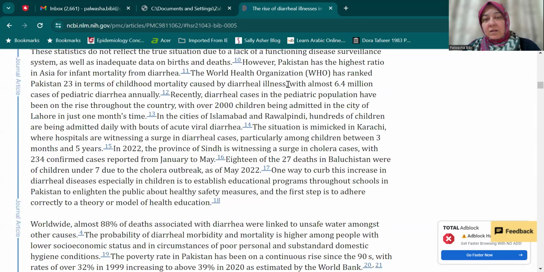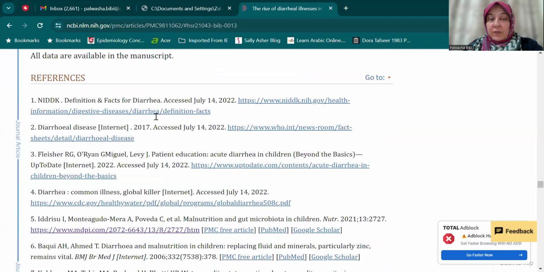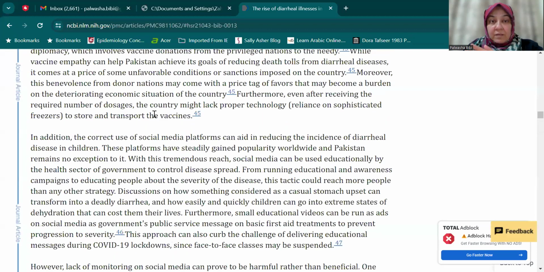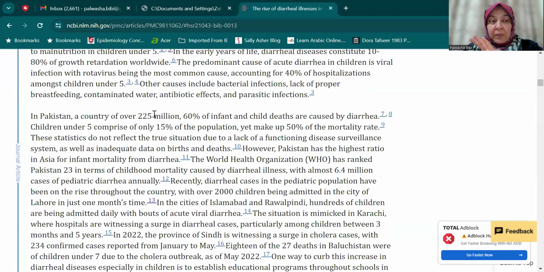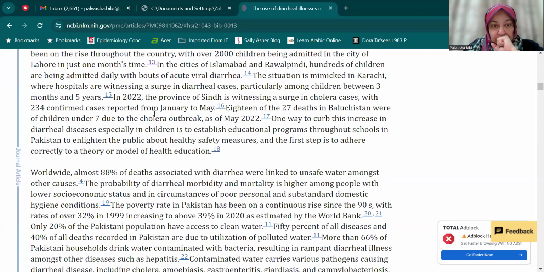Then he says WHO has ranked 23 in terms of mortality. No, we are very poor. 6.5 million cases of diarrhea. Diarrheal cases have been on the rise throughout the country. 2,000 children in the city of Lahore in just 1 month time. See, so he has a reference for this. He has written an introduction and he has inserted references where he or she has made claims. So that is how you go about writing an introduction.